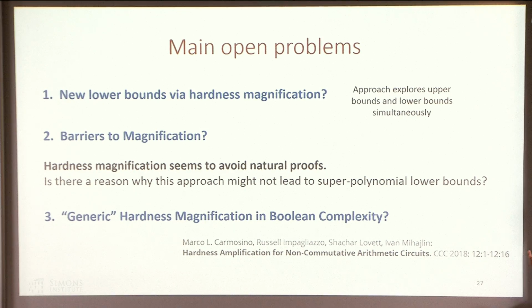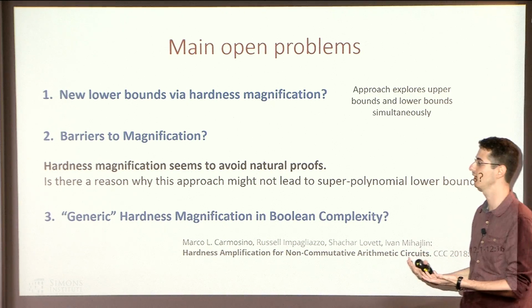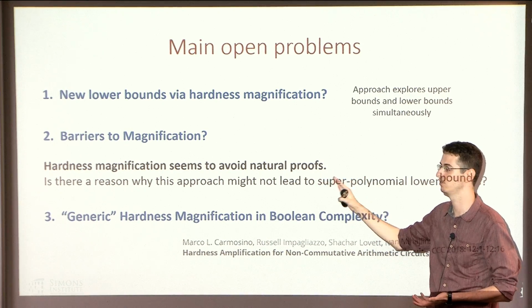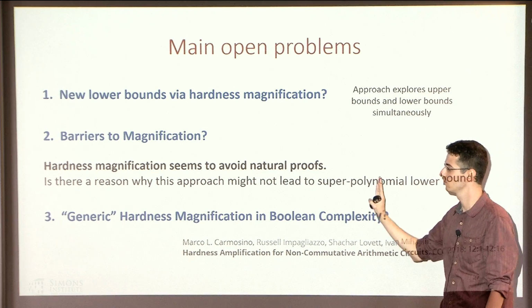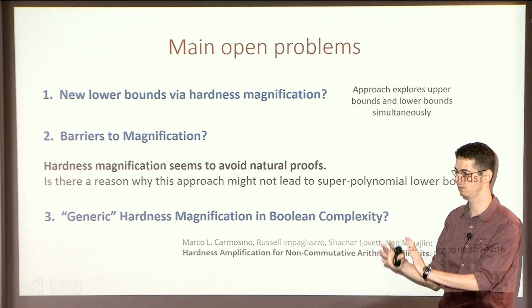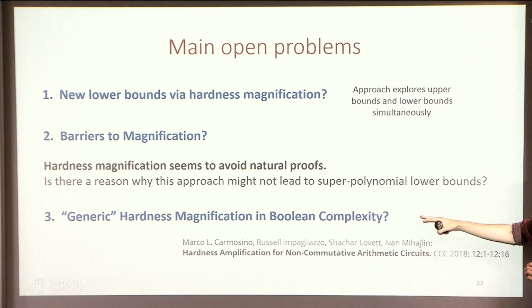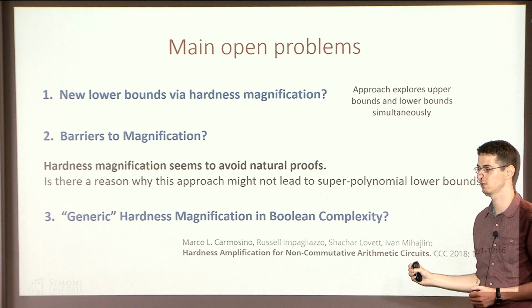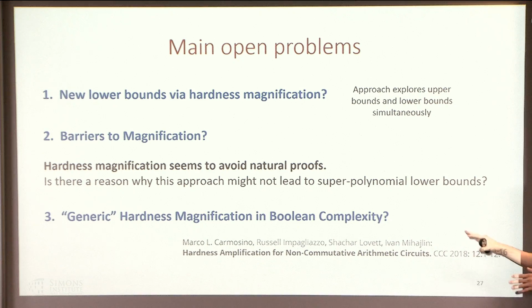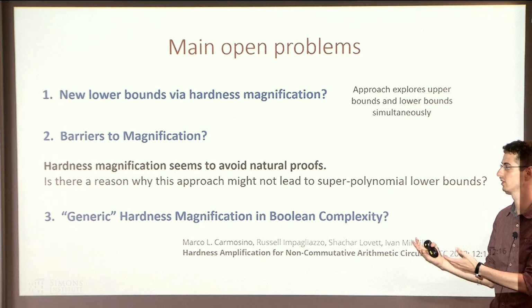Second question is, are there barriers to magnification? Is there a deeper reason why we cannot prove these weak lower bounds that are necessary for separations such as NP versus NC1? And finally, can we prove a generic hardness magnification theorem in Boolean complexity? The results I mentioned here hold for specific problems, but we have more general theorems in other contexts, like this work of Mark Russell and Shah and Ivan, where they prove generic magnification for non-commutative arithmetic circuits. I think it would be extremely interesting if something like this also holds for Boolean circuits.